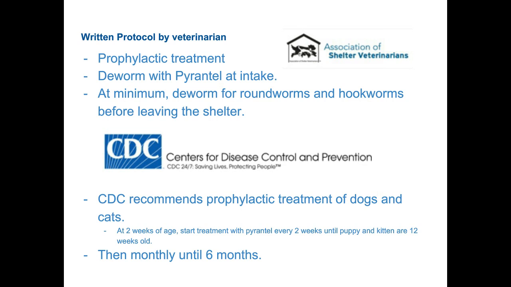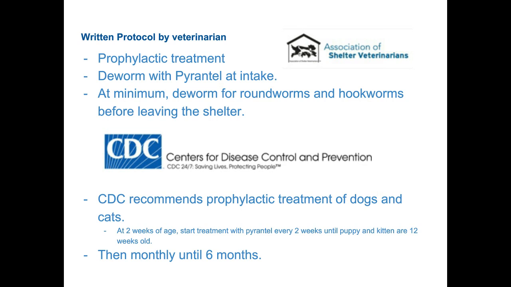The ASV recommends deworming at intake, at least with pyrantel, so at least to treat the roundworms and the hookworms, because those are the most zoonotic. So at least deworm them before they leave the shelter. Ideally, you do it at intake. We'll do it here on intake. The CDC will recommend prophylactic treatment of dogs and cats at 2 weeks of age, and then treatment with pyrantel every 2 weeks until the puppy's about 12 weeks old, and then monthly until 6 months.